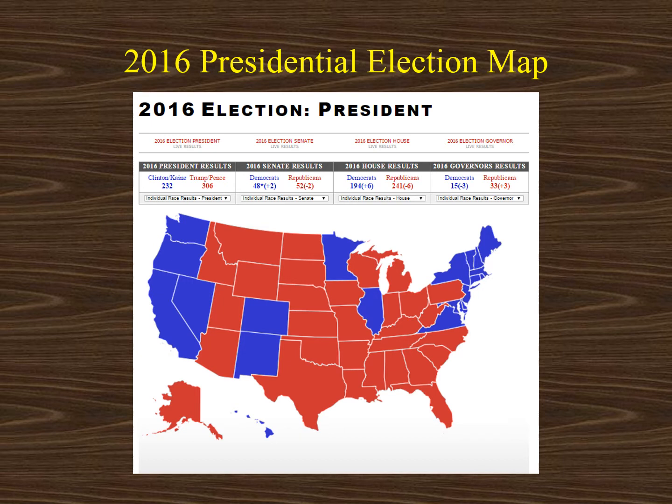I've shown this map before, but it shows the results of the 2016 presidential election. Red states indicate states won by the Republican candidate, President Trump, and blue states indicate states won by Hillary Clinton, the Democratic candidate. Sometimes people say you're from a blue state or a red state. Well, Michigan is a red state, as shown in this map.